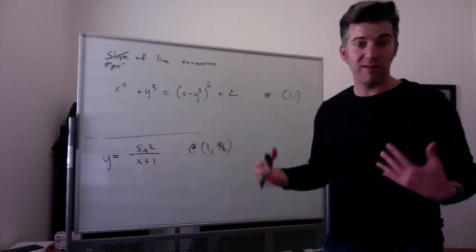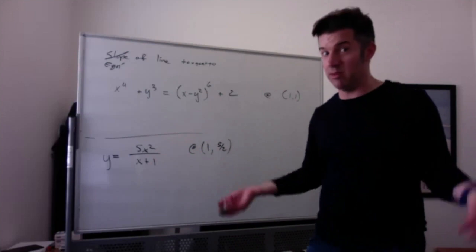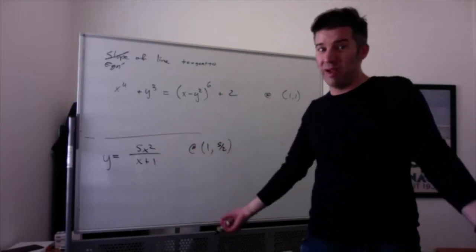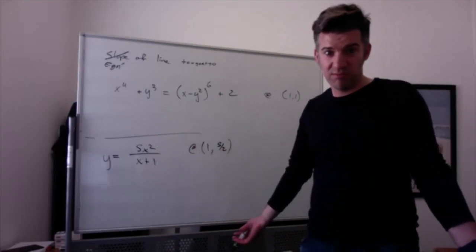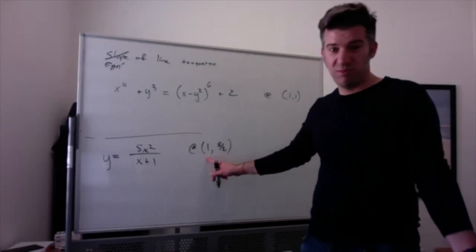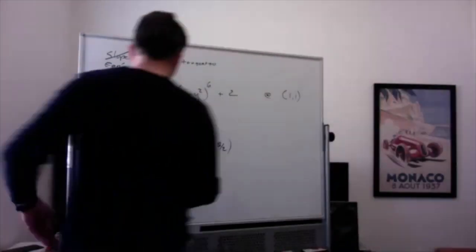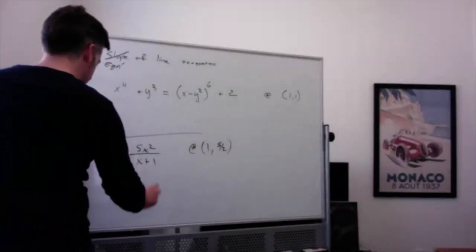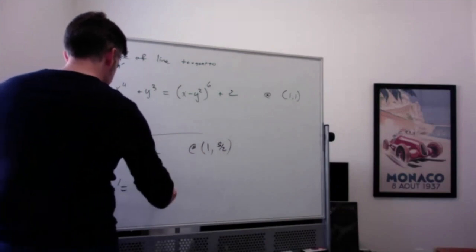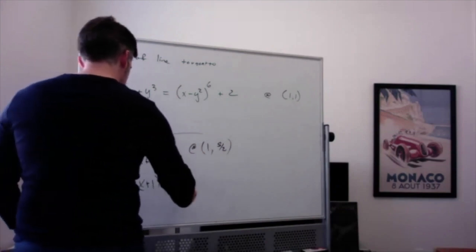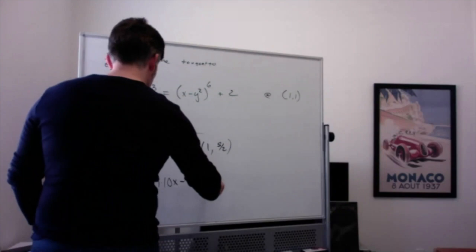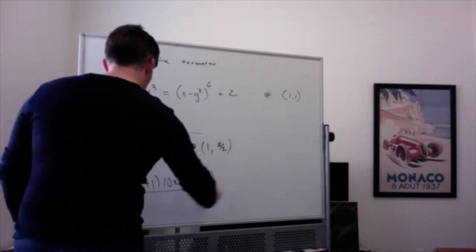If I was going to find the slope of the tangent line here, what would I do? I would take the derivative. And then what do we do right after we take the derivative? We plug in 1. Let's do it. My y prime is going to be the bottom times the derivative of the top minus the top times the derivative of the bottom, all over the bottom squared.